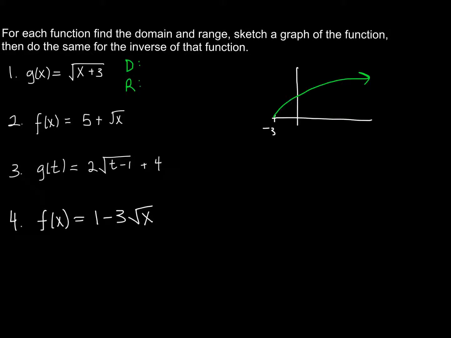Okay, so here's the graph of my function. Remember, it's the square root function with a translation of 3 units to the left. And that means that the domain are going to be all x values from -3 on to positive infinity, and it will include -3. So that's the domain. And the range is going to be all y values starting at 0 and then going on to positive infinity.